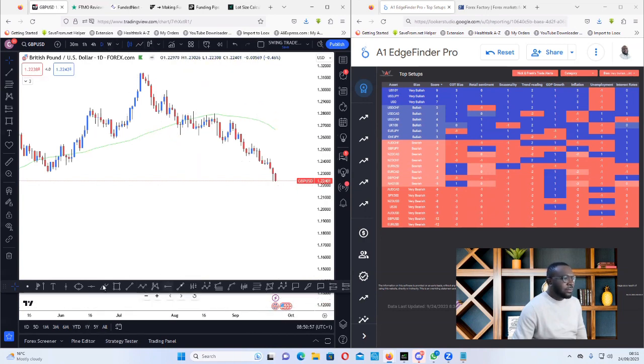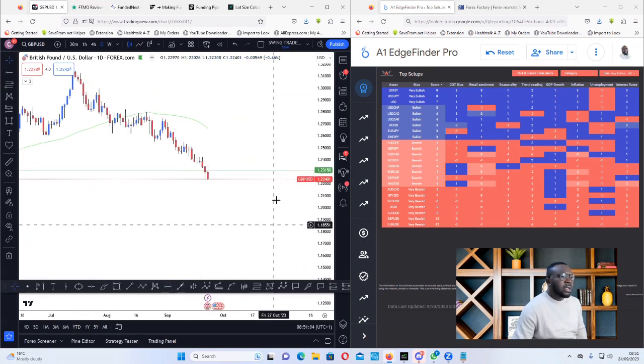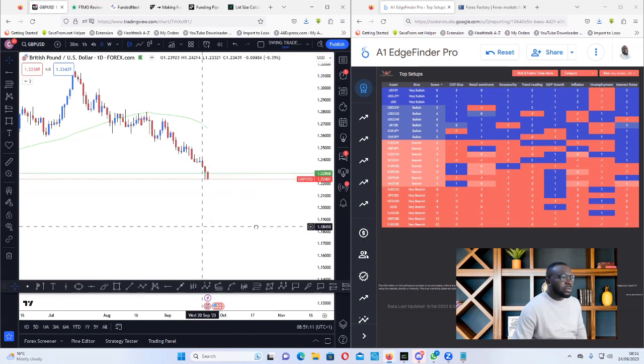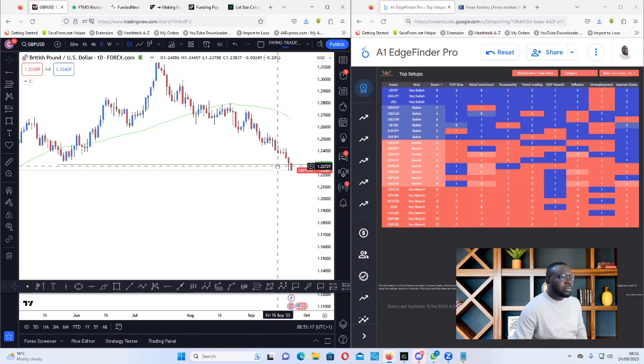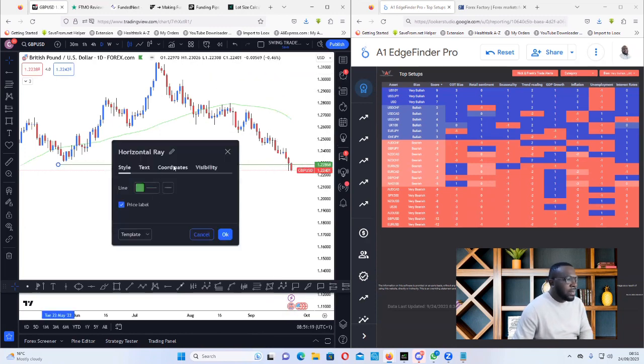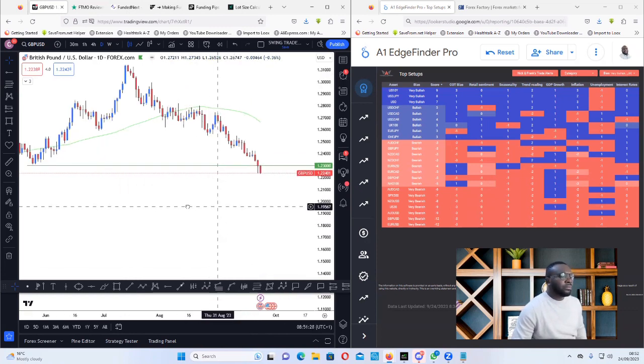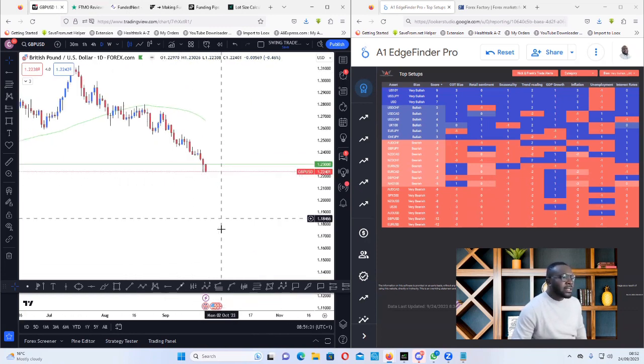So at this level where we have this break of structure, price is right about 1.2300, the psychological level. As you can see, 1.2300, price just hit about there. You can see the break of structure. Beautiful, beautiful break. So now we're heading down.